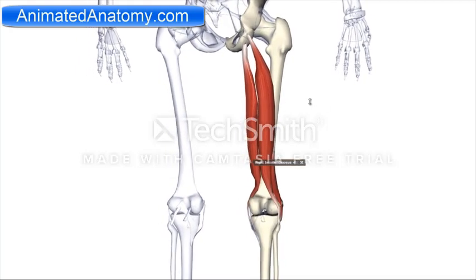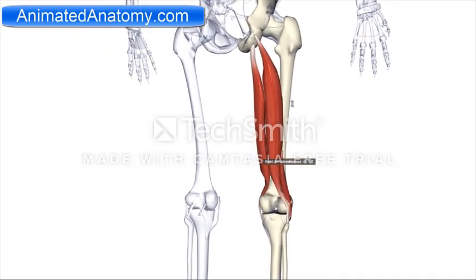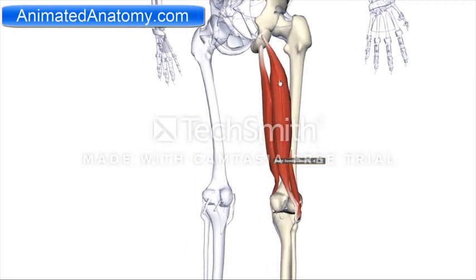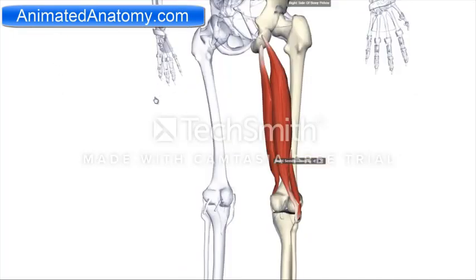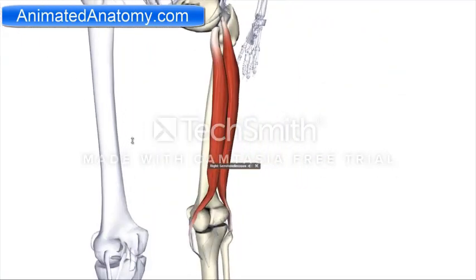Here we have now the right semitendinosus muscle. The semitendinosus muscle also has the origin on the ischial tuberosity. If you look at it here, you will see it says biceps and then it says semitendinosus. The semitendinosus muscle has the insertion on the fascia serenus.